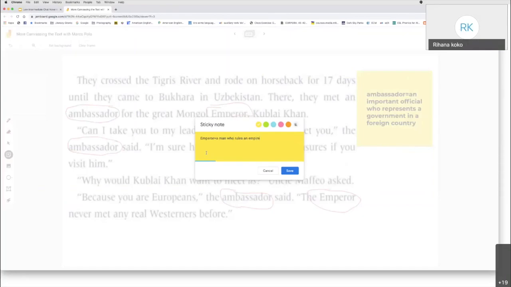Okay, ruler. Now wait a minute. What's an empire? If it says emperor, what's an empire? It's a great country. In an empire, there are a lot of countries. Okay, so that's a good start. An empire represents maybe many different places or lands.